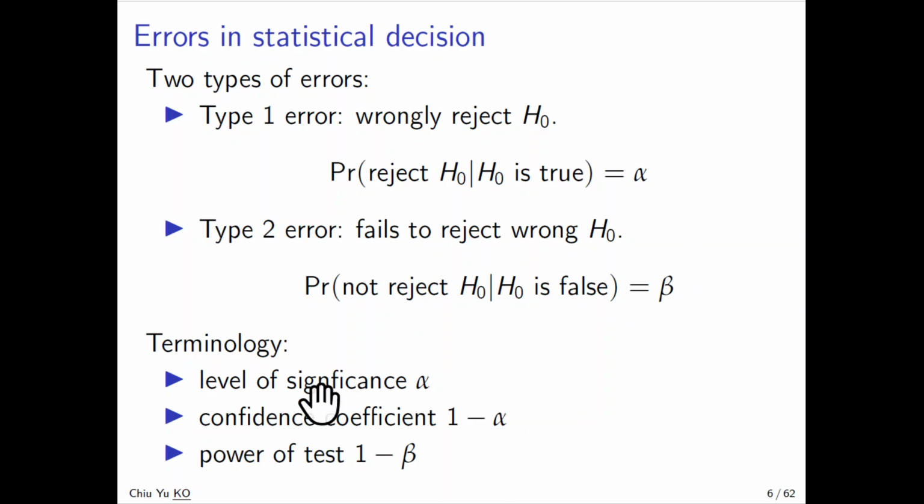Another terminology: alpha is also sometimes referred to as the level of significance. And we call 1 minus alpha the confidence coefficient, similar to the confidence level when we talked about interval estimates in the last chapter. And the power of the test is 1 minus beta. Beta is the type 2 error, so 1 minus beta is the power. How powerful is it? Basically, when the null is false, I can reject it. That is a very important thing, because we want to reject the wrong null. That is the power of the test.